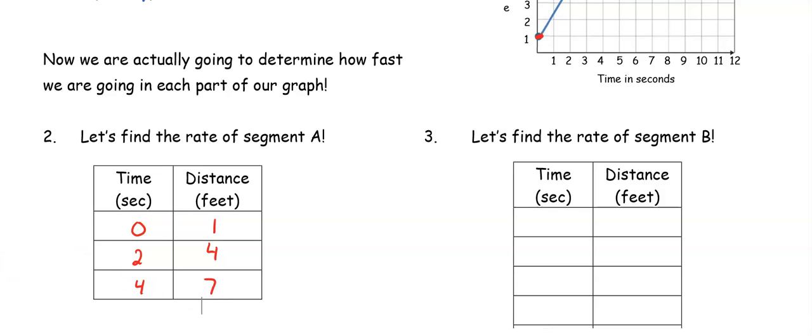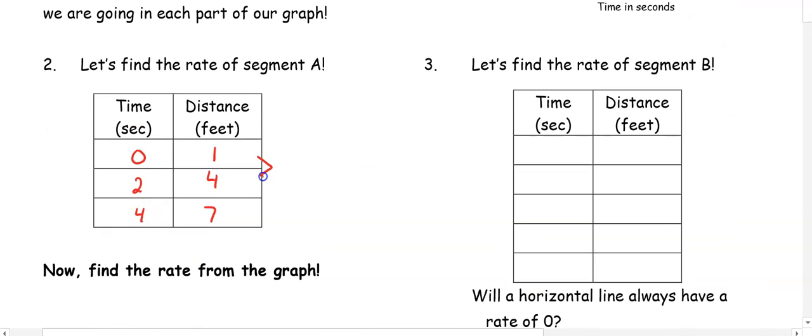So now we're going to figure out what our rate of change is. In order to do that, we want to see how we are changing in the distance compared to the time. So in the distance from 1 to 4, we added 3. And from 4 to 7, we also added 3. In the time, from 0 to 2, we added 2. From 2 to 4, we added 2. So our rate of change then is the change in the y coordinate compared to the change in the x coordinate. So we have 3 over 2, and then we're going to use our units, so feet per second.